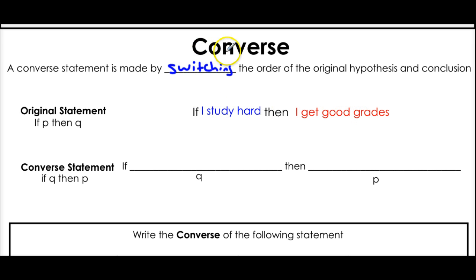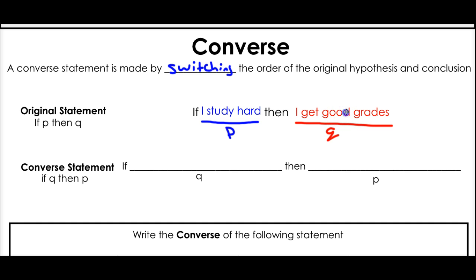All right? So let's first label our P and Q. Our P comes after the if, so it's I study hard. That's our P. And our Q is after the then, and that is I get good grades. The converse statement is just by switching P and Q. So it's if Q, then P. All right, I just switched these up. So what would that look like?